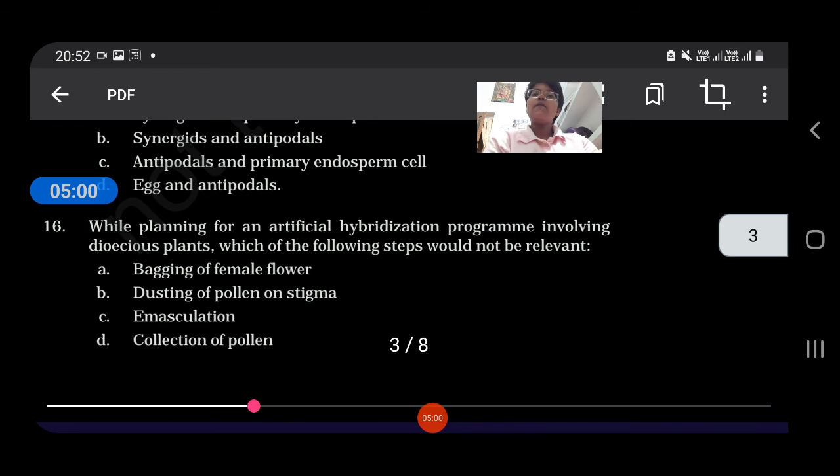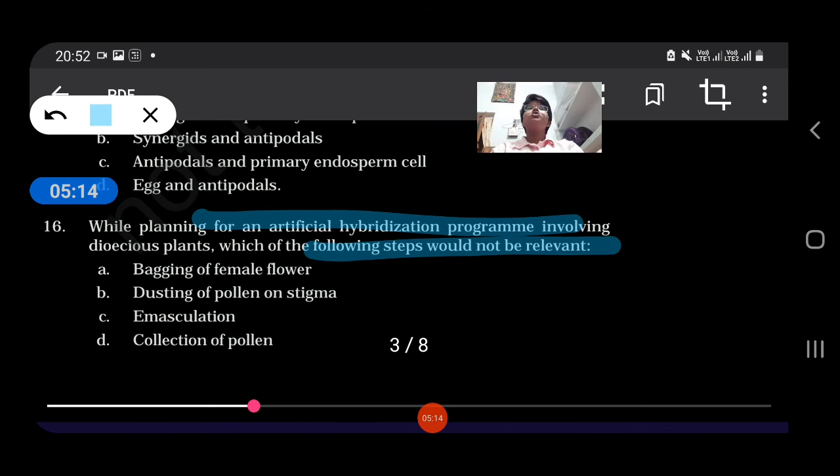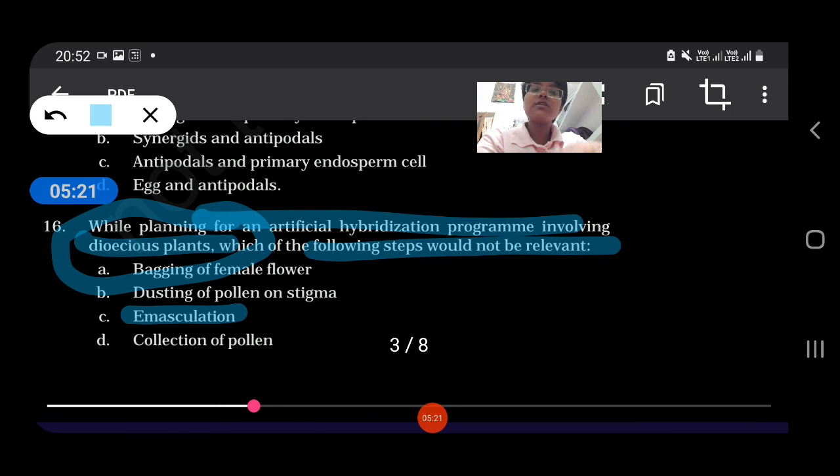Okay. While planning for an artificial hybridization programme involving dioecious plants, which of the following steps would not be relevant? So the answer is emasculation, because if it is dioecious, then there is no requirement of emasculation, as the male flowers are not present on the female plant, so you don't need to emasculate that plant as it is dioecious.